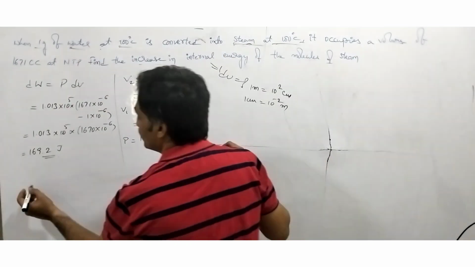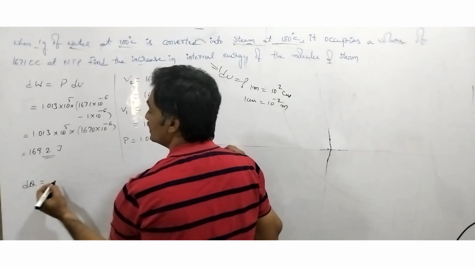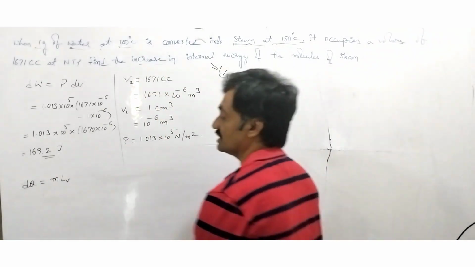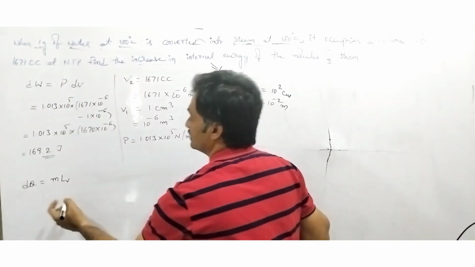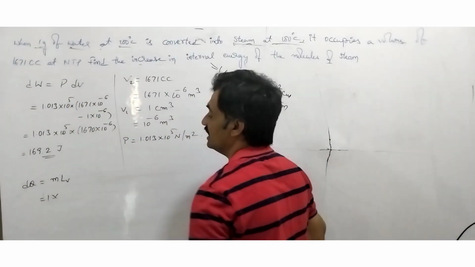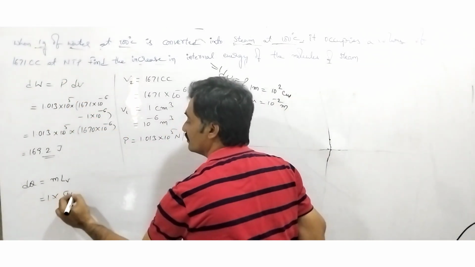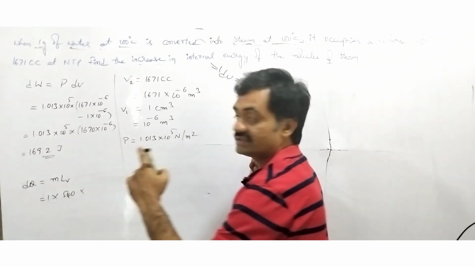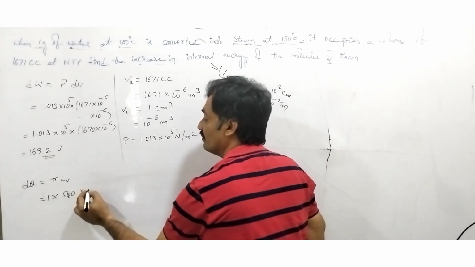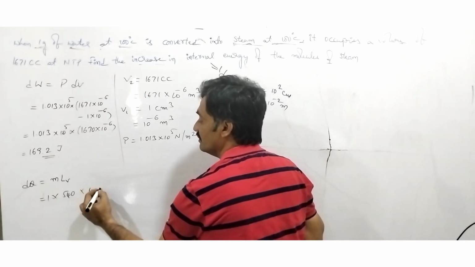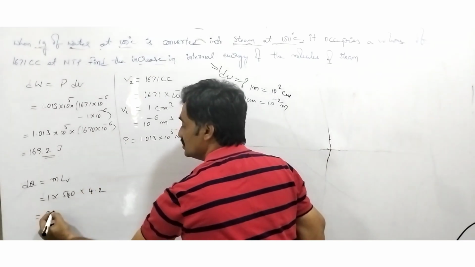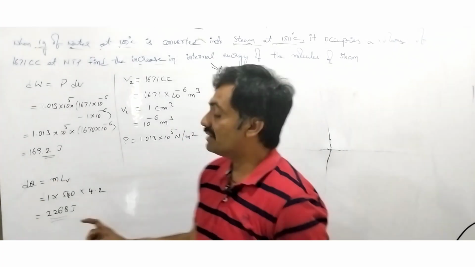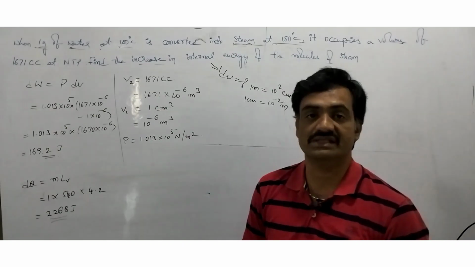The amount of heat supplied to the system is given as mass into latent heat of vaporization, where the mass of the water is 1 gram and the latent heat of vaporization is 540 calorie per gram, and we know that 1 calorie equals 4.2 joules. When we multiply, we get 2268 joules as the amount of heat supplied to the system.